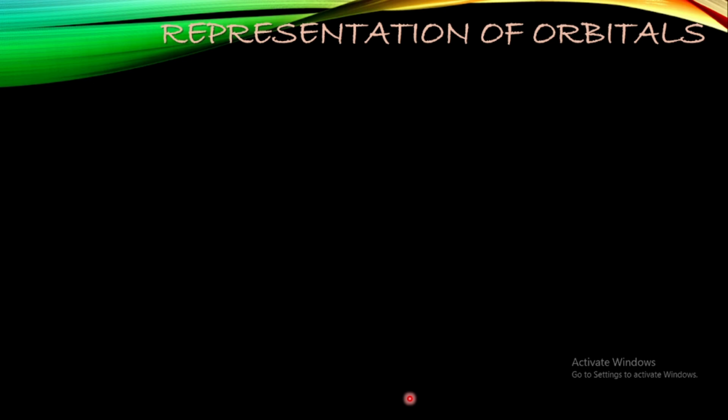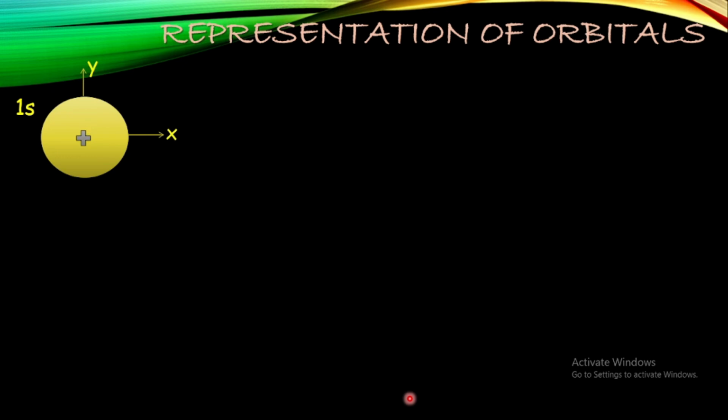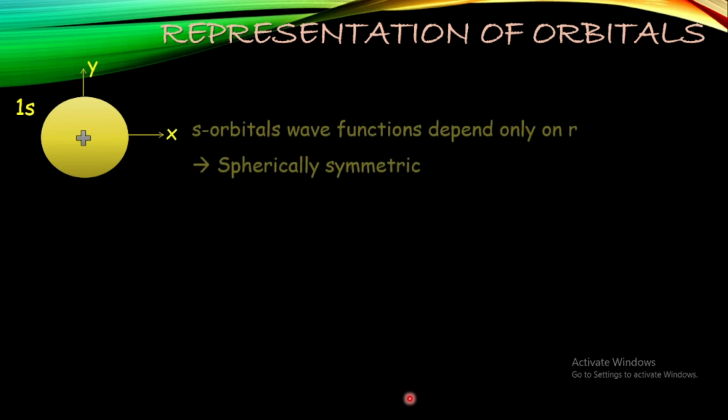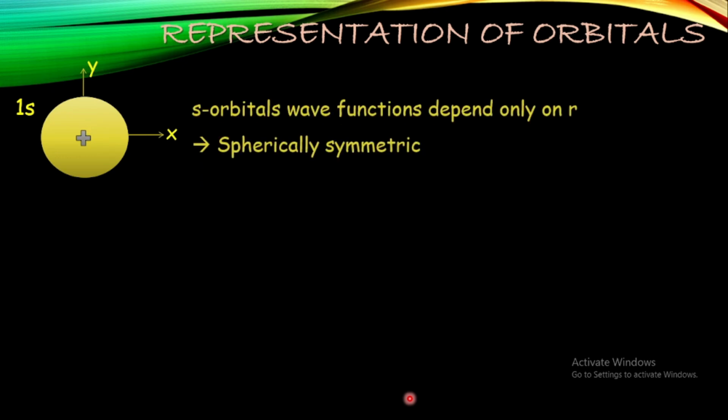If we draw the polar representation of the angular part of the s orbital, we can observe that the s orbital wave functions depend only on r, the position vector, which we have already seen while discussing the spherically symmetric potential. That's why the system is said to be spherically symmetric, and why the s orbital is always spherically symmetric in nature.